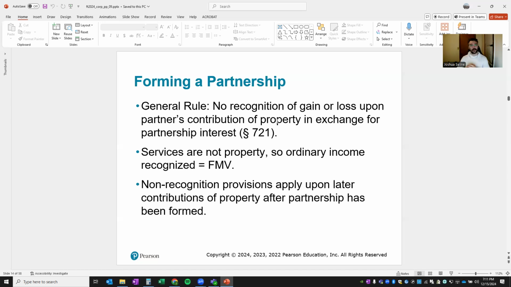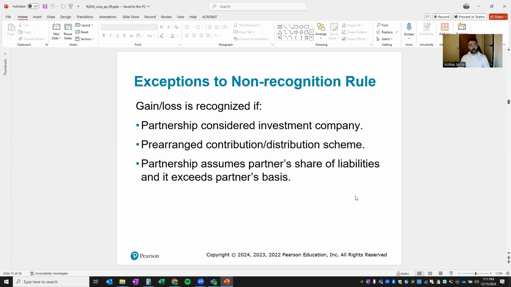Services are not property, so ordinary income is recognized at fair market value. Similar to our section 351 discussion last week, non-recognition provisions apply upon later contributions of property if the partnership has been formed. Exceptions to the non-recognition rule: gain or loss is recognized if the partnership is considered an investment company, there is a pre-arranged contribution distribution scheme, or the partnership assumes the partner's share of liabilities and that exceeds the partner's basis.